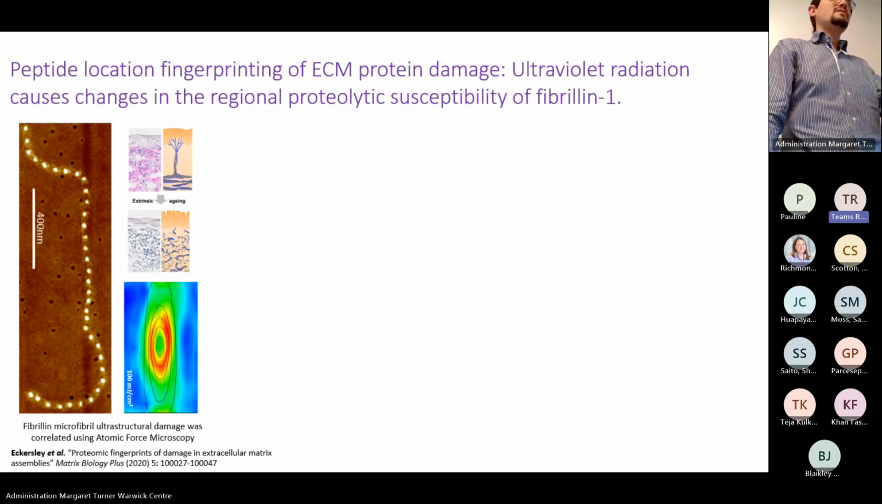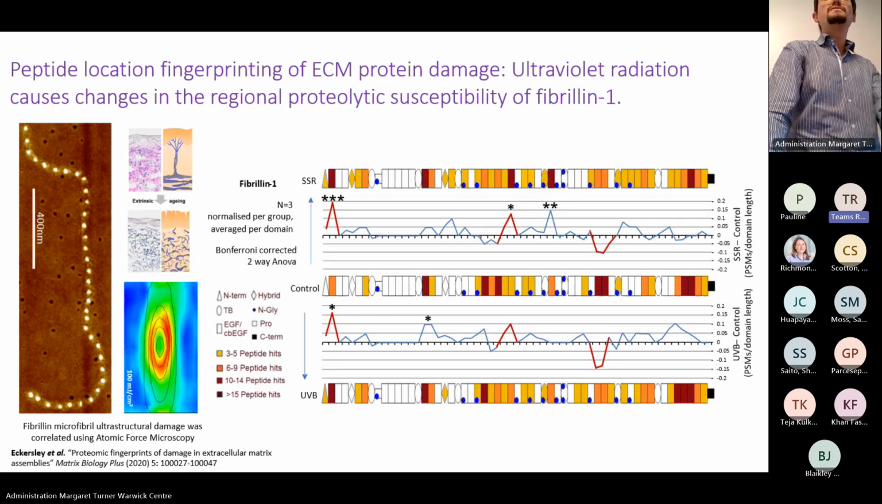So if you take irradiated microfibrils and non-irradiated, and you fly them down a mass spec, the main protein, fibrillin 1, you can map the peptides that you detect back to the structure. So this is fibrillin 1 going from the N terminus all the way to the C terminus here. What we've done is the darker the domains are, the more peptides we detect.